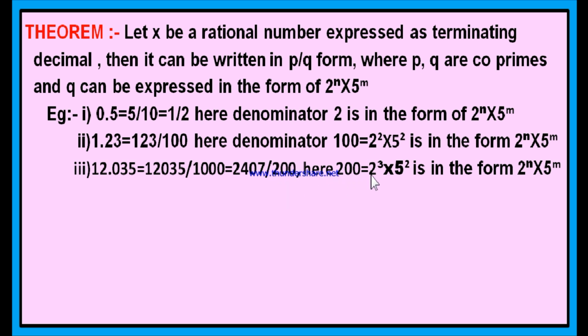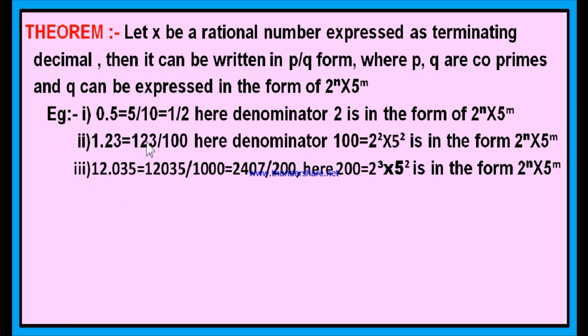Now let us write this 200 in the form of 2 power m into 5 power n. That is, 200 may be written as 8 into 25. 8 means 2 cube and 25 is 5 square. Therefore, again the given denominator is in the form of 2 power n into 5 power m.